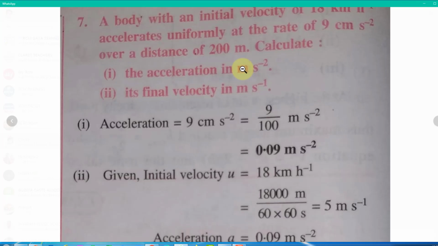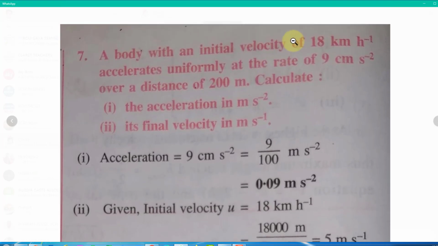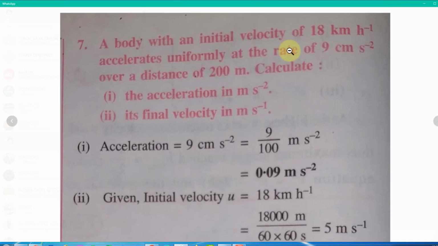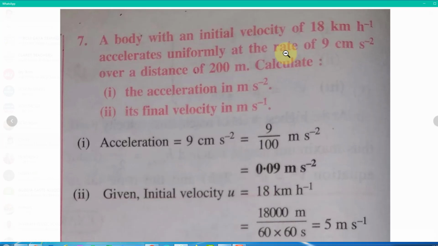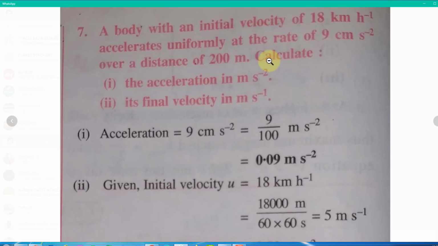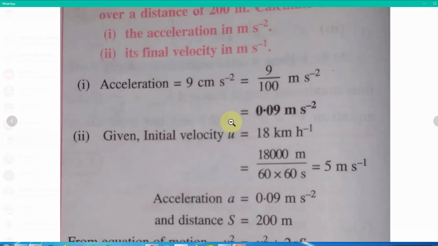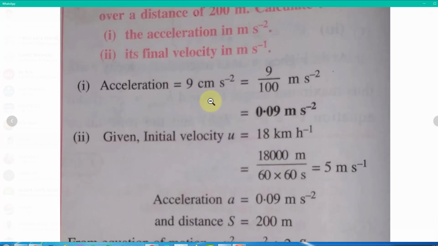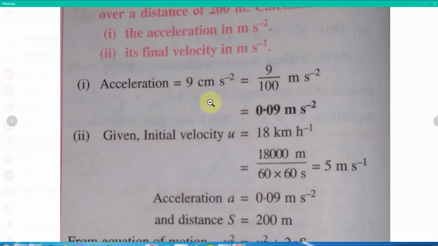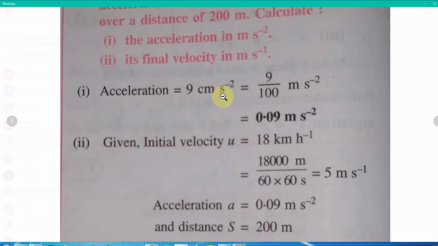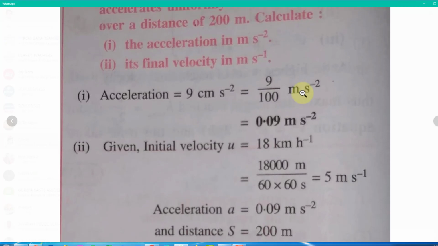Now you can see the units, children. Units here, initial velocity kilometer per hour. When we do numericals, we must convert every quantity into the SI system. That is better. SI system, if we convert, it will be better for you. So we have to convert. First, acceleration given what? 9 cm per second square. So 9 cm per second square you have to convert into meter per second square.